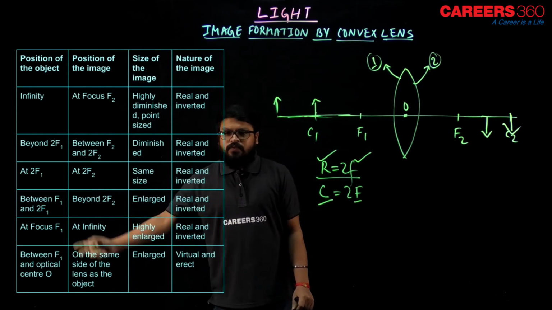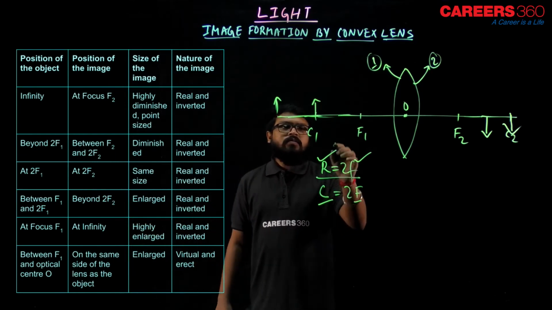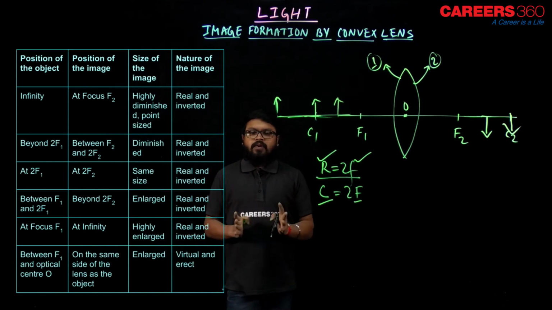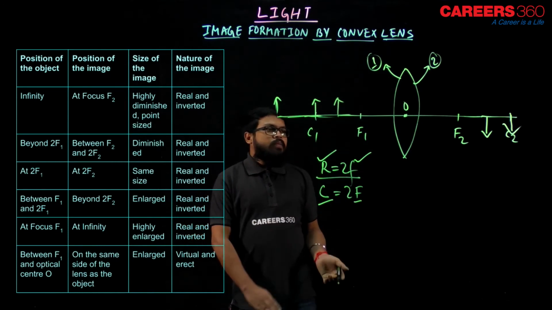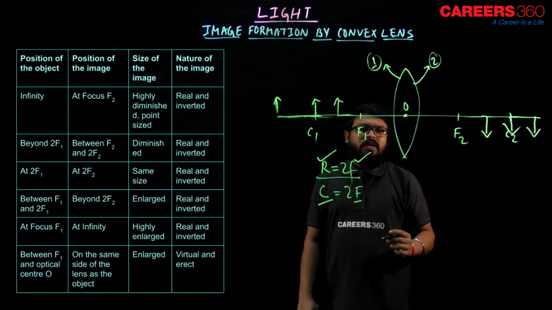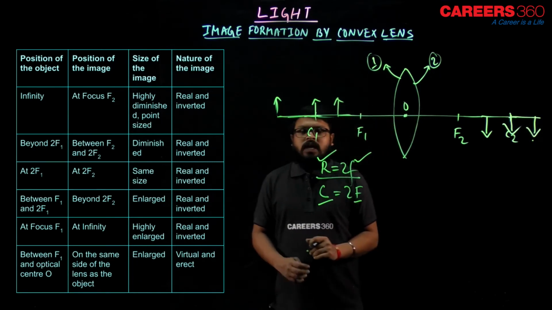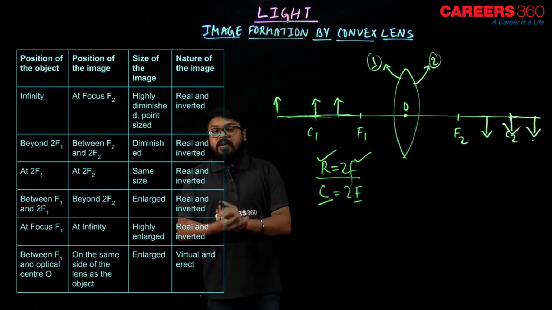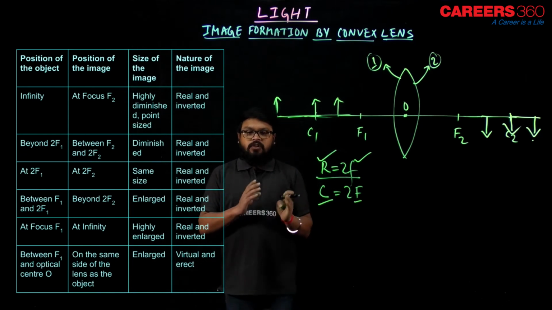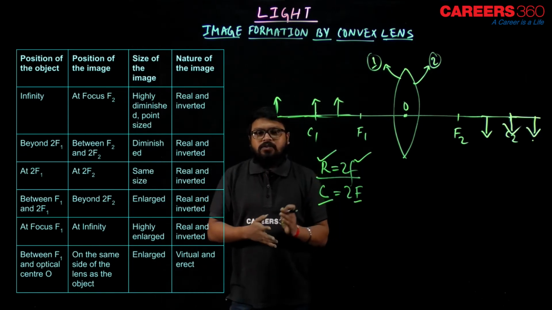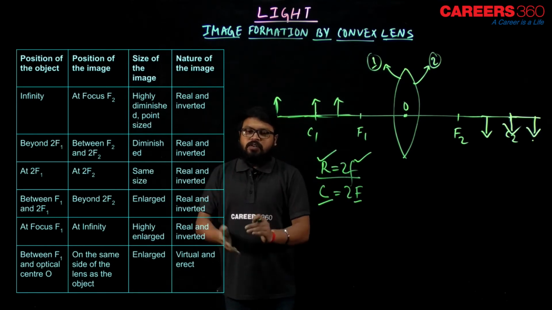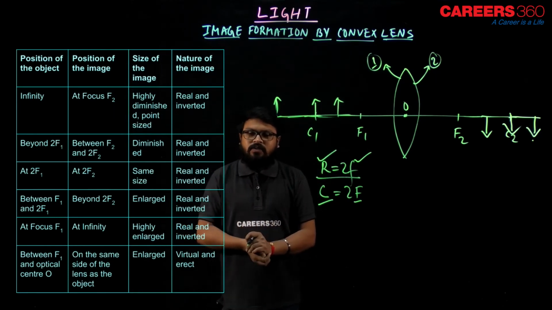Now, next is between f1 and 2f1, somewhere over here. If the object is placed between f1 and 2f1, then the image would be formed beyond c2, somewhere over here. As we have already seen in the mirror cases, where the images are formed if we change the position of the object, similarly over here also the nature and the position of the image based on the position of the object would be somewhat the same kind of.